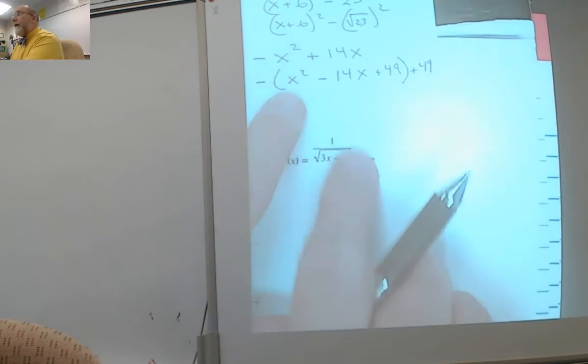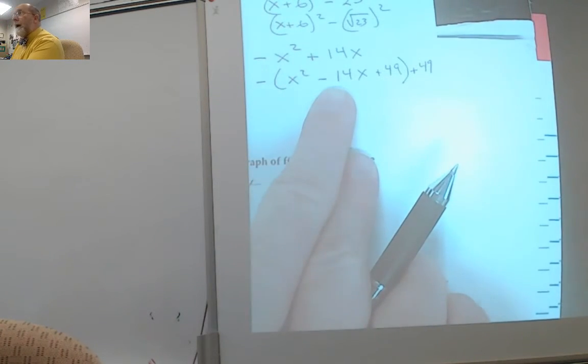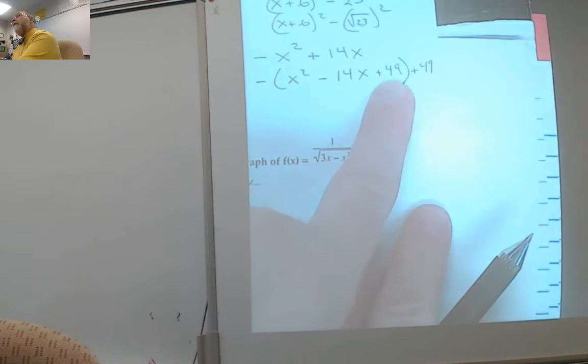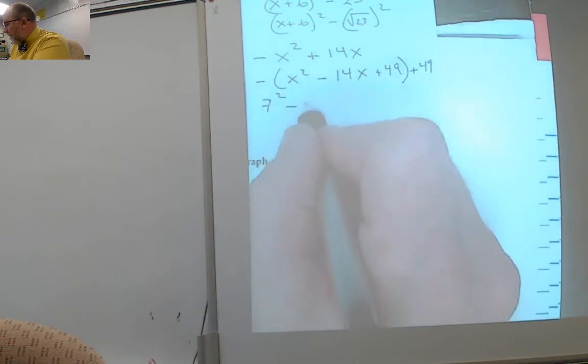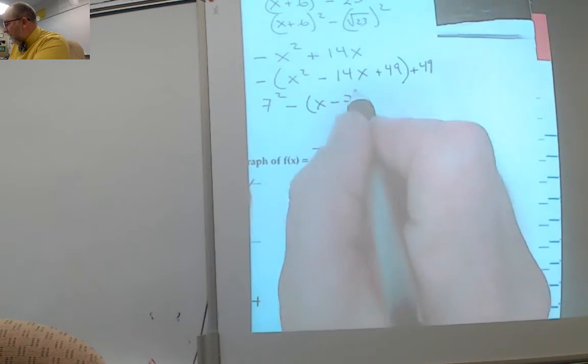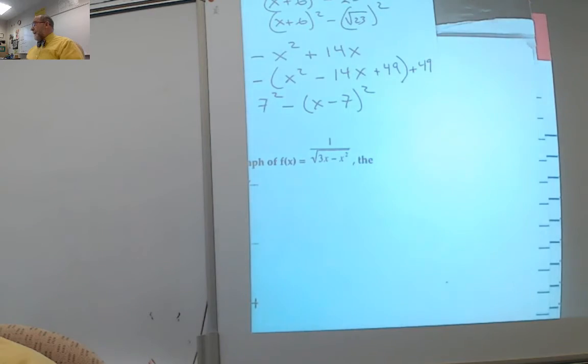Because really that's a negative x squared. That's really a plus 14x. And that's really a minus 49, correct? So I could write this as 7 squared minus x minus 7 squared. Would you agree? That's as complicated as completing the square that you have to do. Are you okay with that? That's all you got to do for me, all right?